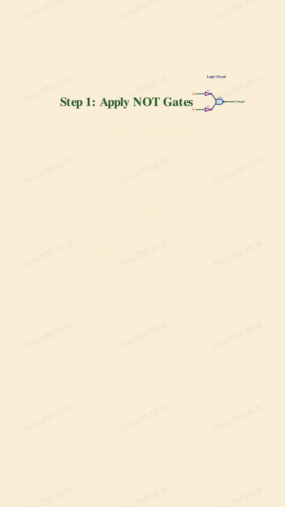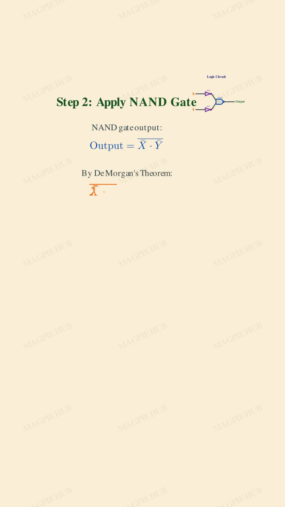Step 1. The NOT gates invert each input. Input X passes through a NOT gate to become X bar, which is the complement of X. Similarly, input Y becomes Y bar after passing through its NOT gate. Step 2. Now we apply the NAND gate. The NAND gate receives X bar and Y bar as inputs. So the output is NOT of X bar and Y bar.